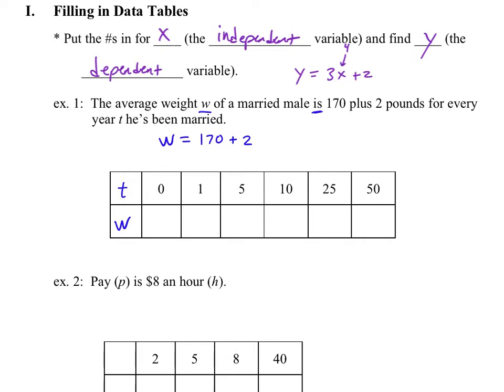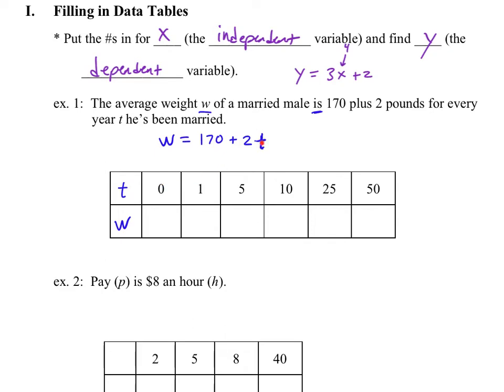So after 1 year, it'd be 172. After 2 years, it'd be 174. After 3 years, 176. So you kind of catch the pattern, which is what I did after I got married. But so this here is going to be a T for time. So you could write an equation, the weight then of the person equals 170 plus 2 times the number of years they've been married. All right, and from this we can fill in the data table by just taking these different x values, or independent variable values, or t values, and putting them in here for t.